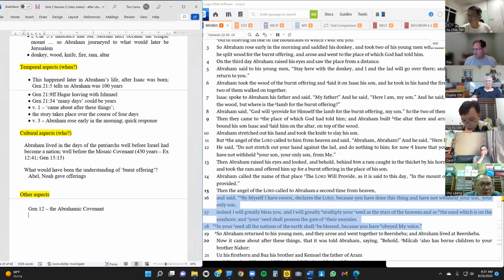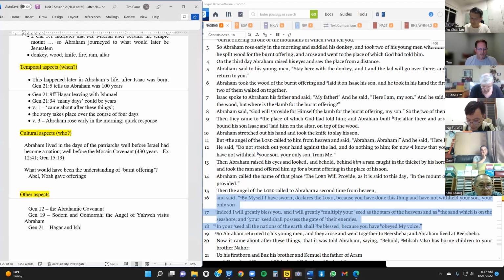We have the Abrahamic covenant. And then, of course, we had Genesis 19, that's Sodom and Gomorrah, and the angel of Yahweh visits Abraham. Of course, as was mentioned, in Genesis 21 we have Hagar and Ishmael leave.